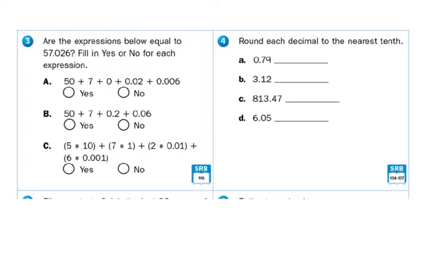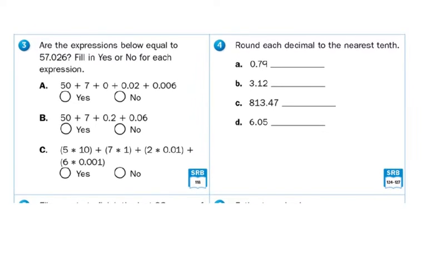Number 3, are the expressions below equal to 57 and 26 thousandths? Fill in yes or no for each expression. So 50 plus 7 would be 57. And then 2 in the hundredths place, 6 in the thousandths. Yep, that one works. Next one, 50 plus 7 is 57. Plus 2 in the tenths and 6 in the hundredths.